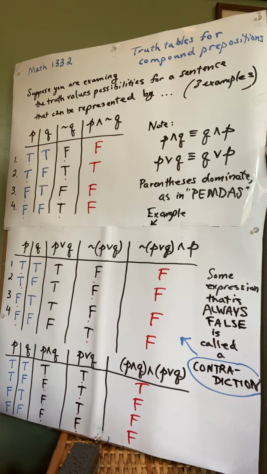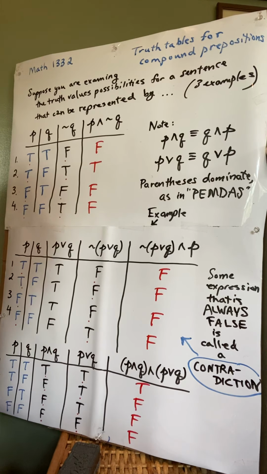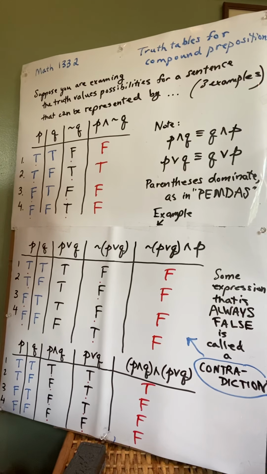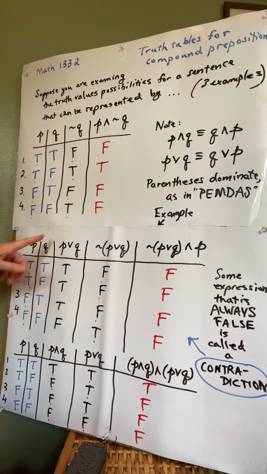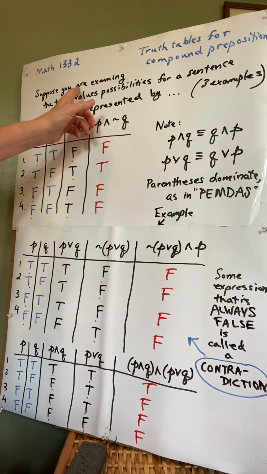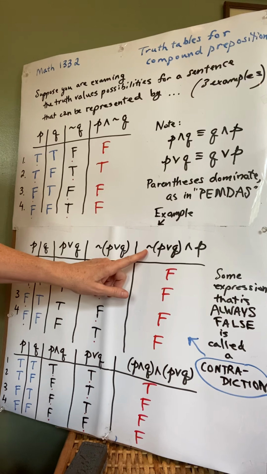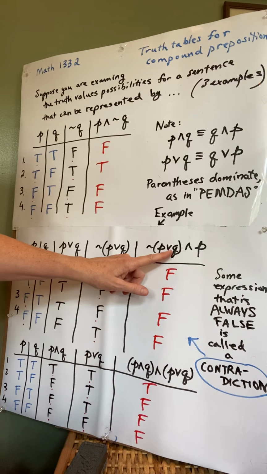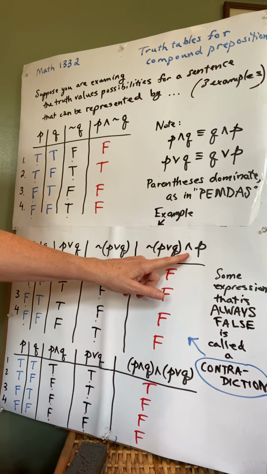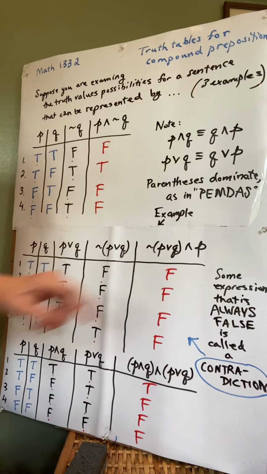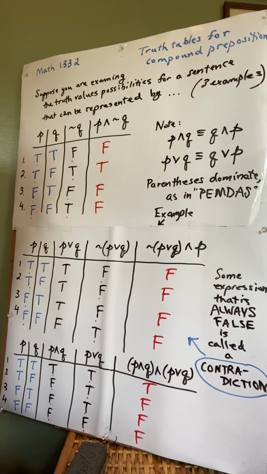Let's look at some more examples, a little more complicated. Okay. So let's see, I want to make sure you guys can see that. Yes, okay. So over here, this time we are examining the truth values of the expression: not, or it is not the case of the disjunction P or Q, and P. That's awkward English, right?